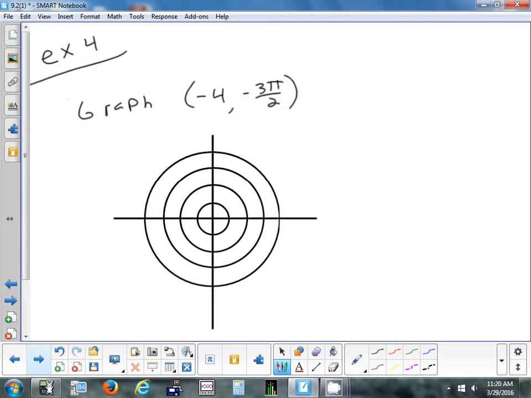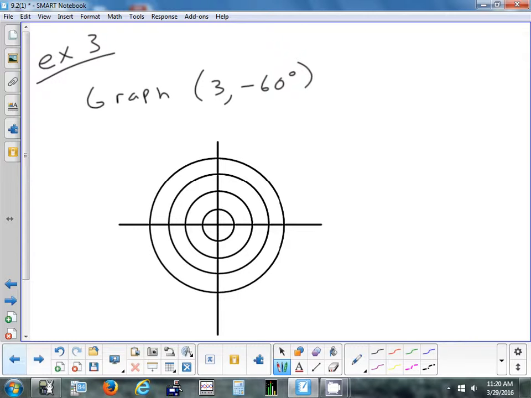All right, let's try 3, negative 60. Dominic, can you tell me how to graph that one? Move right 3 and go clockwise 60 degrees. All right, we're going to go right 3 and then clockwise 60 degrees. So that should look a little bit more than half, but not quite all the way. So maybe it should go right there. Okay, questions on that?